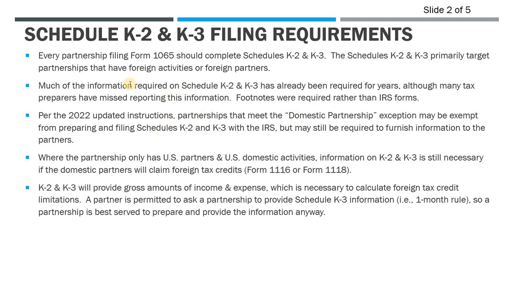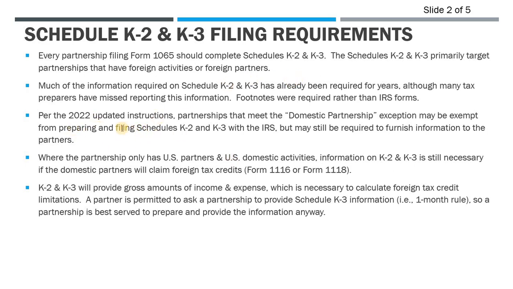Now, what's important to remember here is that these were implemented really directed at partnerships that have foreign activities or foreign partners. But what's also important to note is that a lot of the information that's on these forms has been required for many years. What I mean by that is that when we look at the different parts and sections of K-2, you'll find that a lot of this information has already been required for many years. The difference is we didn't have an actual IRS form. We had to just add footnotes, which highlighted all this information to the partners. And then the partners would use that information in the footnotes to complete their tax returns.